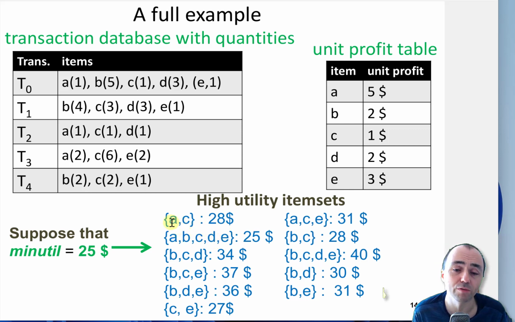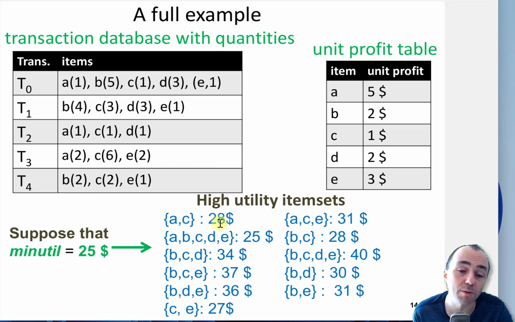So for example, we find that AC makes $28. When people buy AC together, it makes $28 in total in the database. So 28 is at least 25, so this is a high utility itemset, and these others also. Okay, so why do we want to find this? Because maybe we can do some promotion. If we know AC makes a lot of money together, then we can sell them together, or give a discount, or do some marketing and so on. So these are some examples.